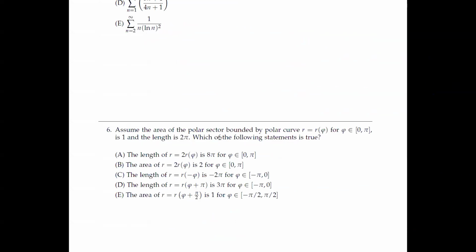Given a polar sector bounded by curve r(phi), phi from 0 to pi, with area 1. Okay. Can you help? What was the formula for the area of a polar sector?